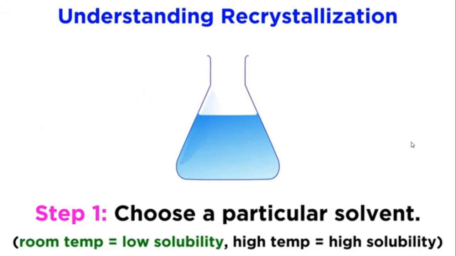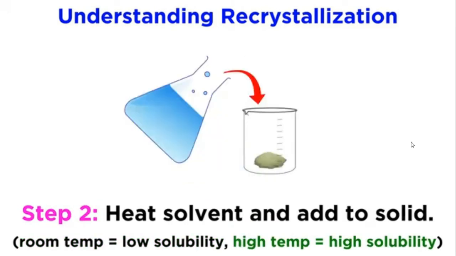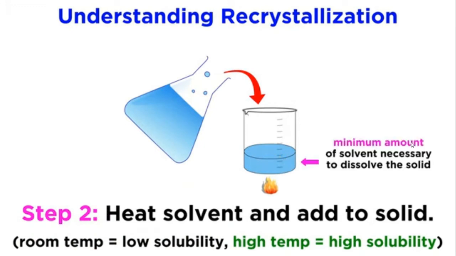So we will choose a solvent carefully, and we will heat it up to boiling or near boiling. This will then be added to the impure solid, which has been placed in a beaker. We add more solvent, heating and stirring the contents of the beaker as necessary until all of the solid is dissolved, being sure to add only as much as is necessary for dissolution to occur.